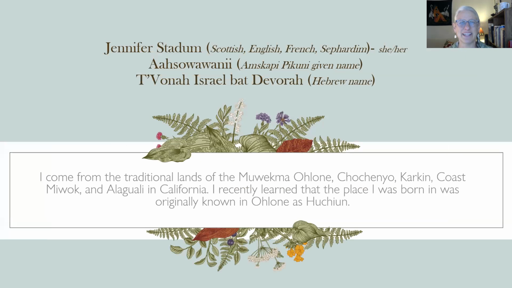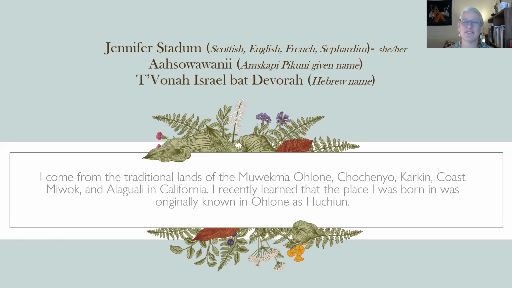So again, my name is Jennifer Stadum. I am from Scottish, English, French, Sephardim heritage. My pronouns are she, her. I do have another name, my Amskapi Bagani, my Blackfeet given name from ceremony that I have attended. I am not Blackfeet, but I have attended ceremony, and I did have the gift of this name, Asowawani, which means flies above. I also have another name, Tavona Israel Bat Devora. That is my Hebrew name.